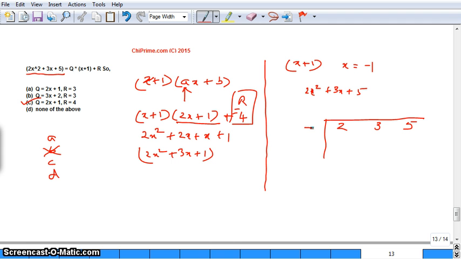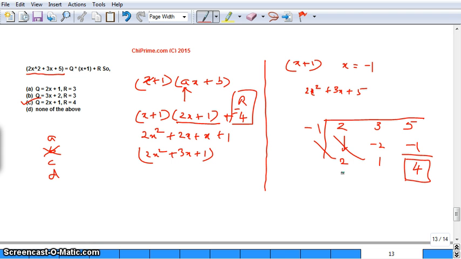I'm sorry, x equals minus 1. So we put that here. We carry the 2 down. 2 times minus 1 is minus 2. 3 minus 2 is a 1. 1 times minus 1 is a minus 1, right? We do this, and then we flip this. 1 times minus 1 is a minus 1. And that gives a total of 4.